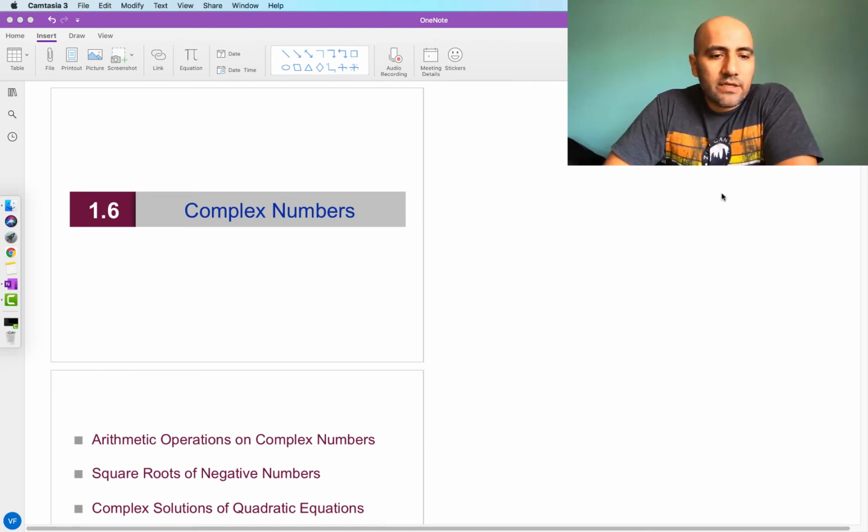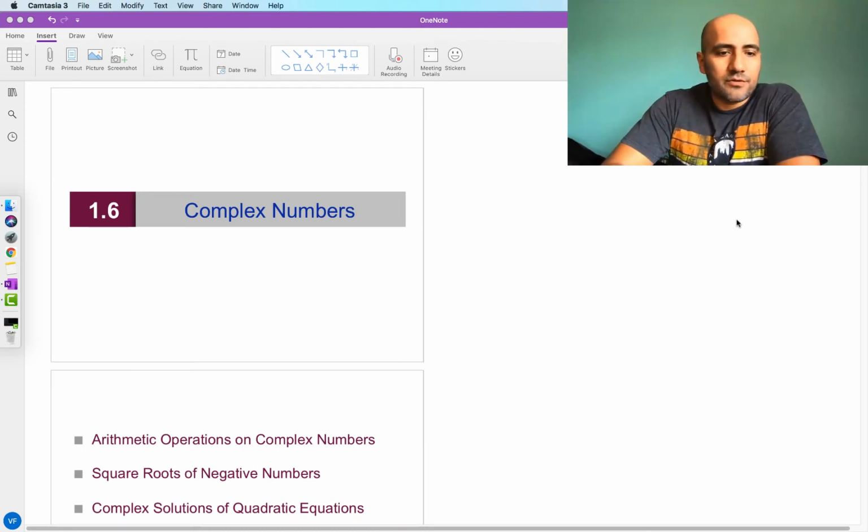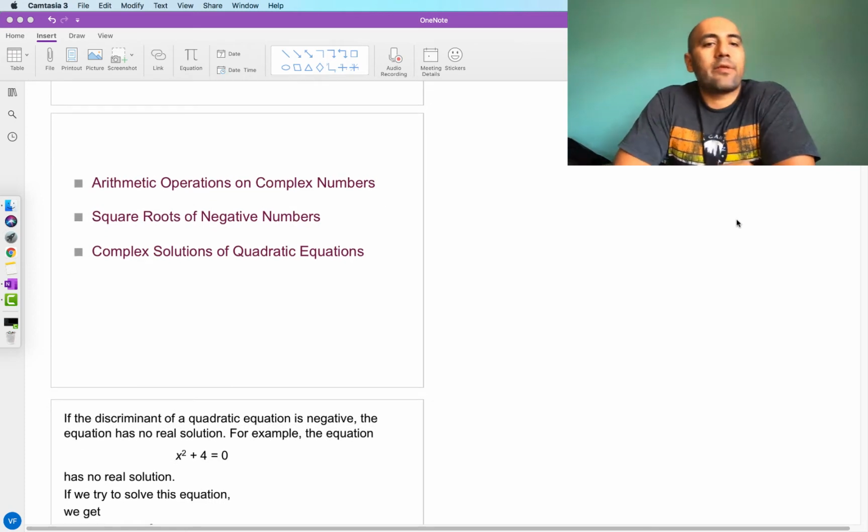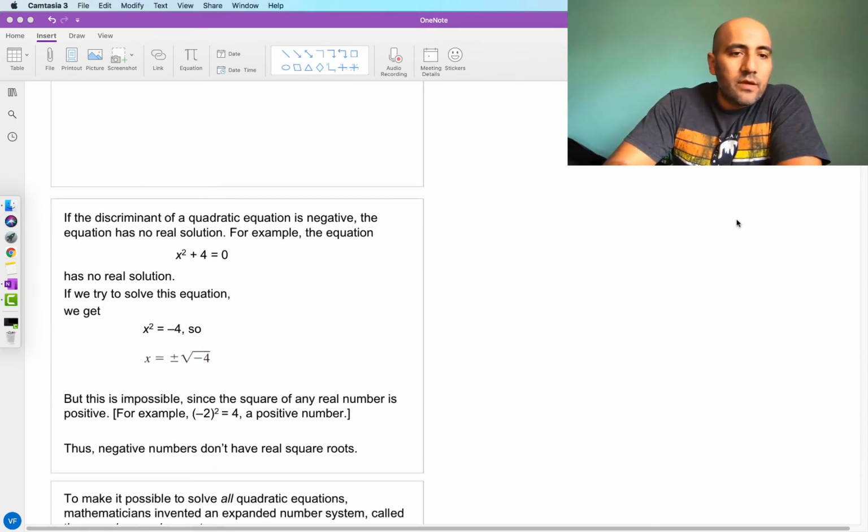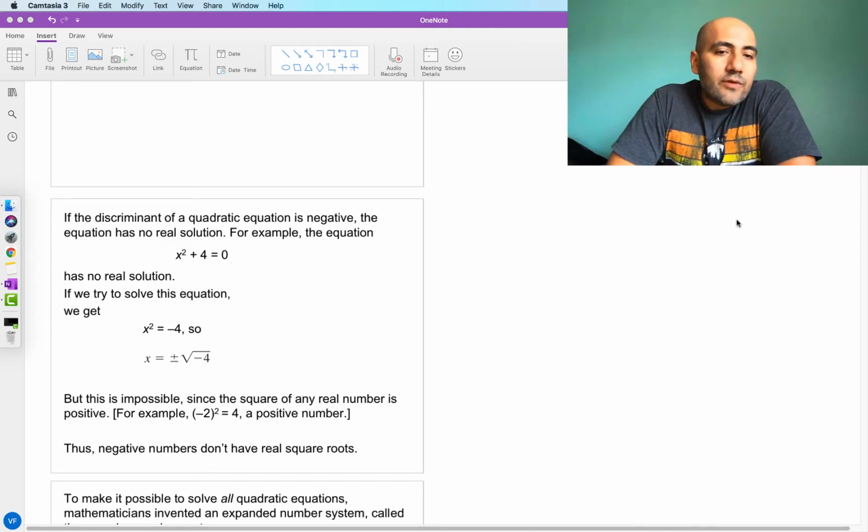All right, Chapter 1, Section 6, Complex Numbers. In this section, we're going to look at arithmetic operations on complex numbers, square roots of negative numbers, and complex solutions of quadratic equations. Okay, so if the discriminant of a quadratic equation is negative, the equation has no real solutions. For example, let's consider the equation x squared plus 4 equals 0.